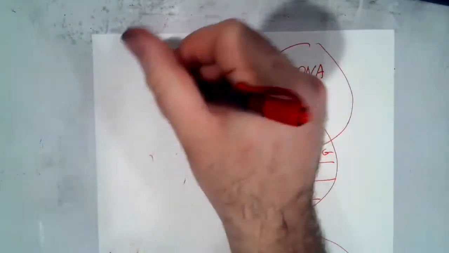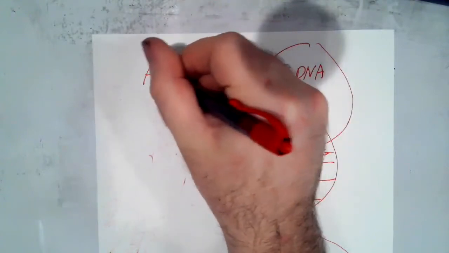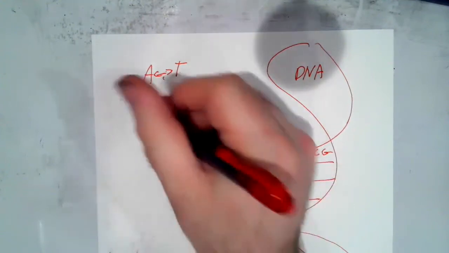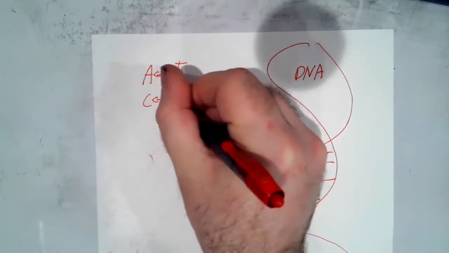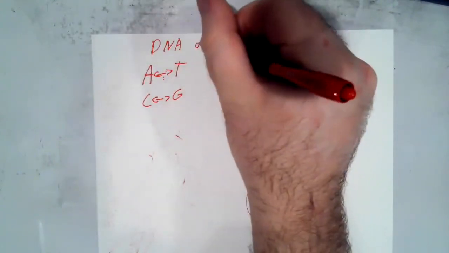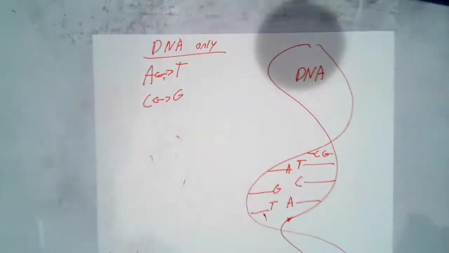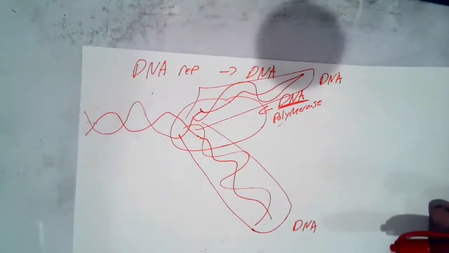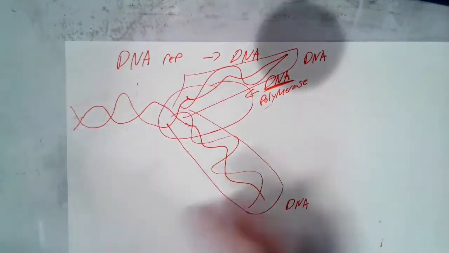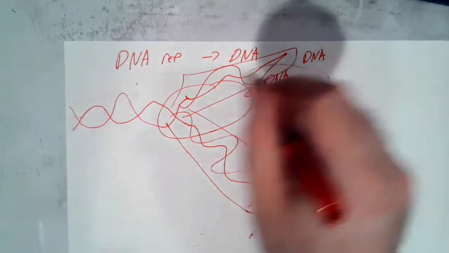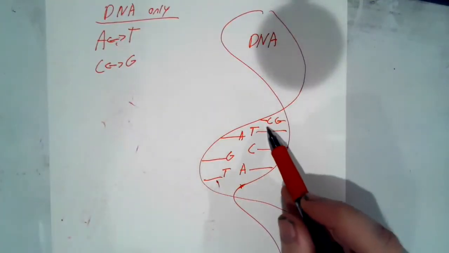So let me write it out in plain English for you. A double arrow T, indicating that T also goes to A. And then C double arrow G. And this is for DNA only, because the rules change once we go there, right? So we had DNA replication, where we go from one single DNA to two DNAs using DNA polymerase. And then the base pairing goes like this.